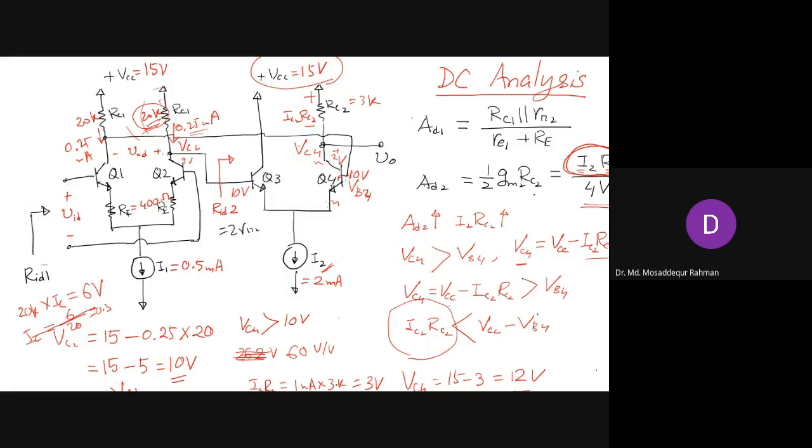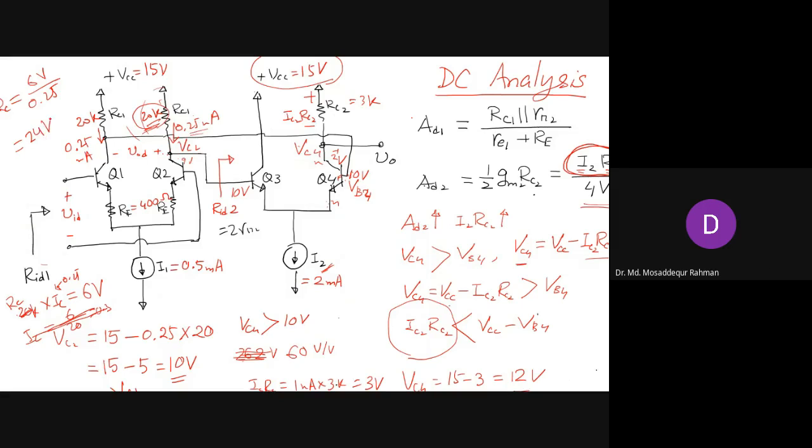No, we are trying to determine the RC. So IC is fixed at 0.25, and from that we can calculate how much our RC should be. RC should be 6 divided by 0.25. Okay. Is that correct? And that will give you how much? 24.